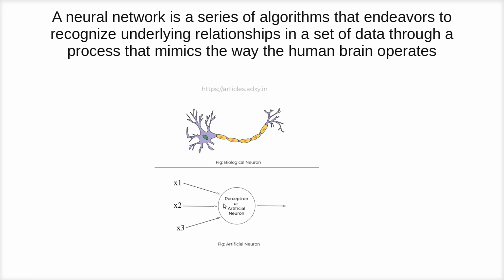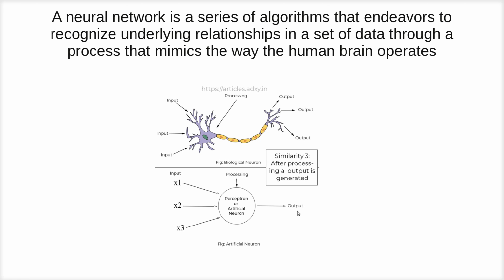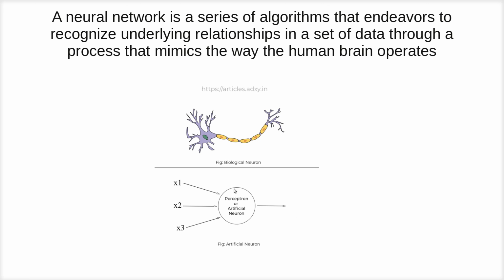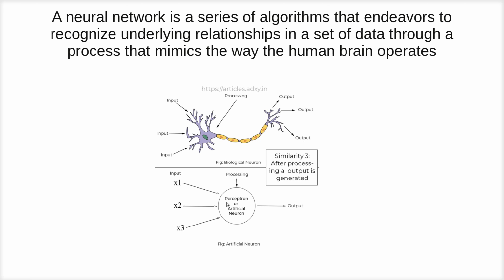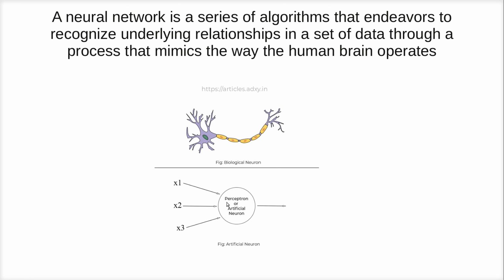So what does this neuron do? The neuron takes this input, it does this process and gives an output. The process which lies underneath this circle is the most important, because that plays a major role when coming to artificial intelligence. So as you can see here, through a process that mimics the way the human brain operates.